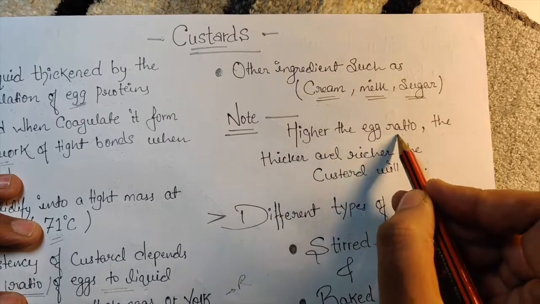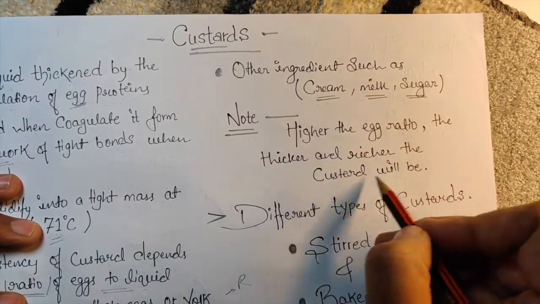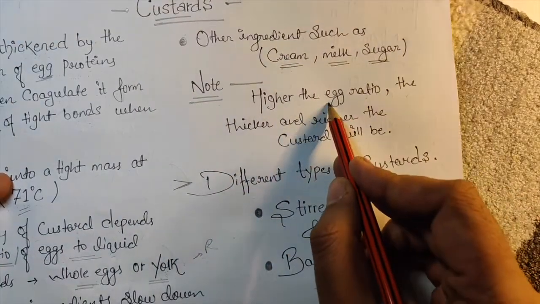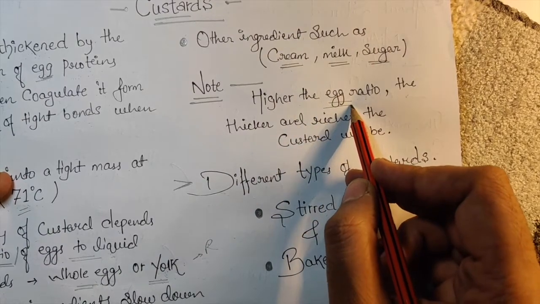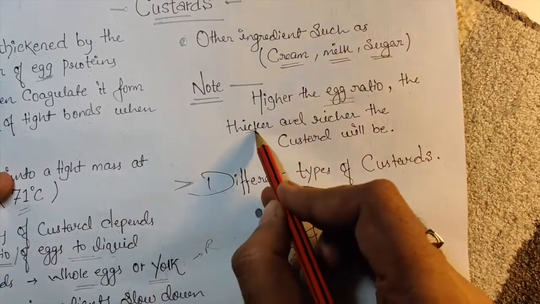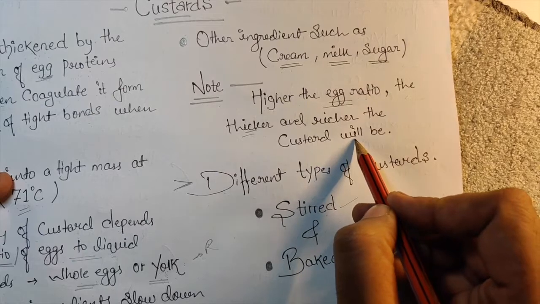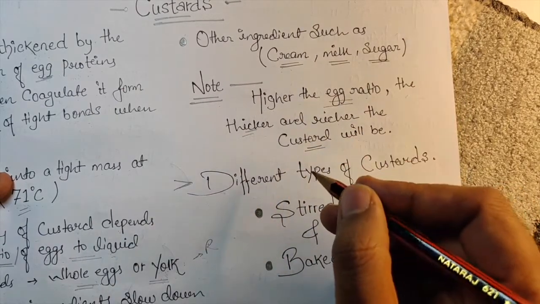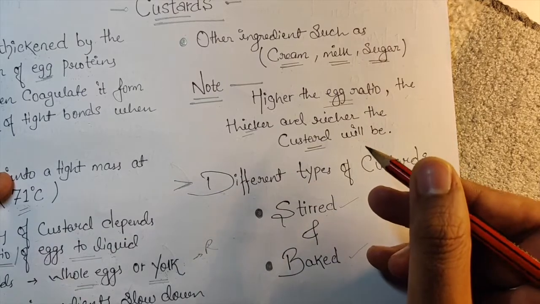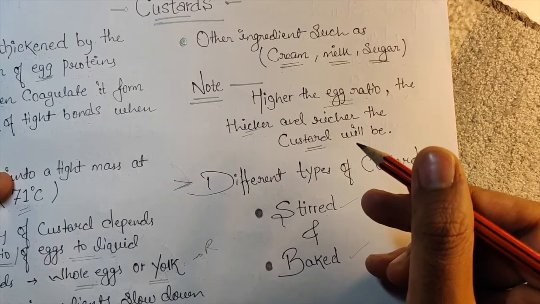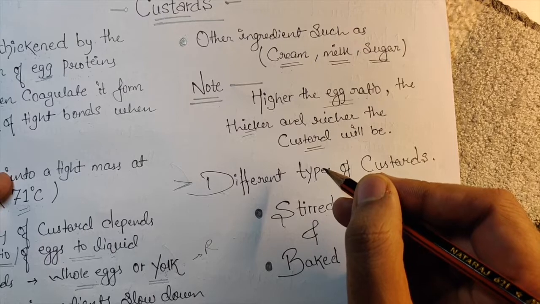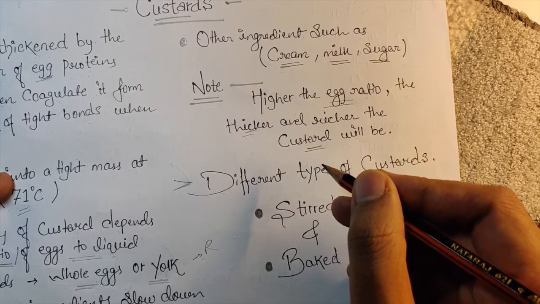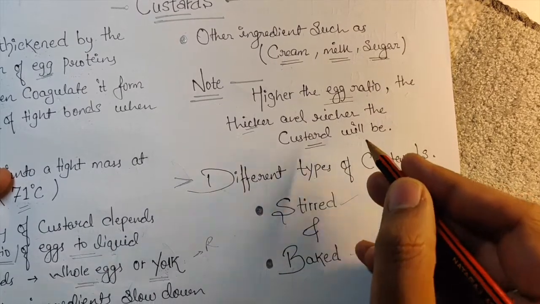Higher the egg ratio, the thicker and richer the custard will be. As much as you increase the ratio of eggs, that much thicker and richer the custard is going to be. So it depends on what kind of custard you want. If you want a richer side, or you want to put fewer eggs to make it less rich. Totally depends on you, on your ingredients, how much you want to add.